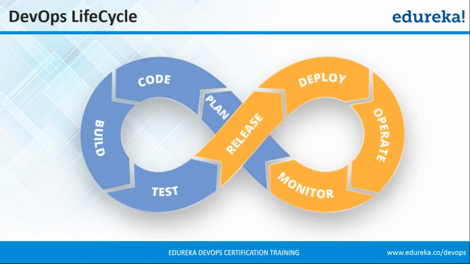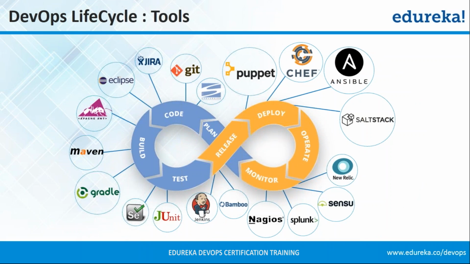Now I'll move forward and we'll look at various tools that are used in these stages. So for code, we have Git, Jira, Eclipse, Subversion. For build, we have Maven, Gradle, and Ant. For testing, we have Selenium, JUnit. For continuous integration, we have Jenkins, Bamboo. For continuous monitoring, we have Nagios. For configuration management and deployment, we have Puppet, Chef, Ansible, and SaltStack.